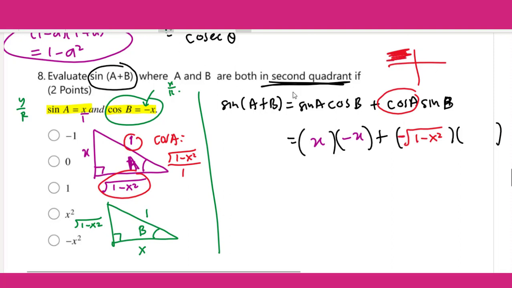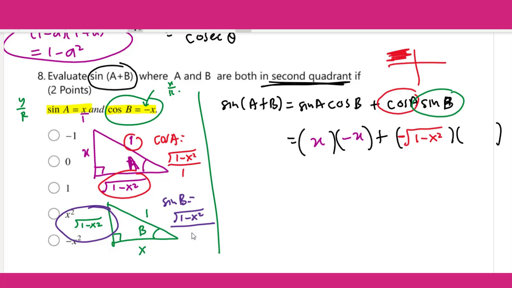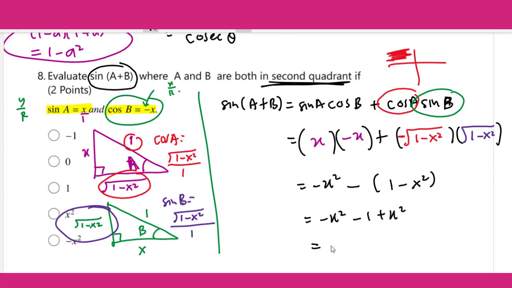Now find sine B. This is the opposite, square root of 1 minus x squared, over the hypotenuse. So this is square root of 1 minus x squared. Simplify: negative x squared, plus or minus, the square roots cancel, giving negative x squared minus 1 plus x squared, which is equal to negative 1. The answer is negative 1.